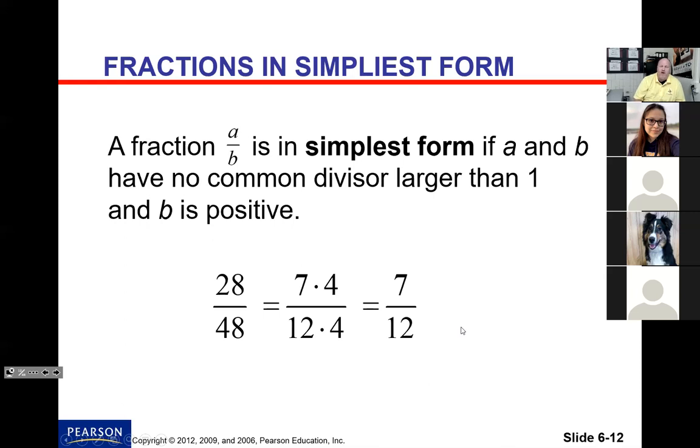If you have it on your calculator, this is what I want you to type in. 28, ABC, whatever that button is, 48, and then hit equals. And tell me what you get. Anybody that has it, tell me what you get. 7 over 12. Yeah. Did it reduce the fraction?